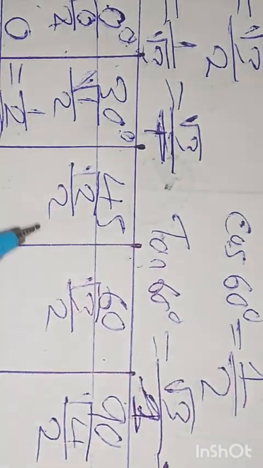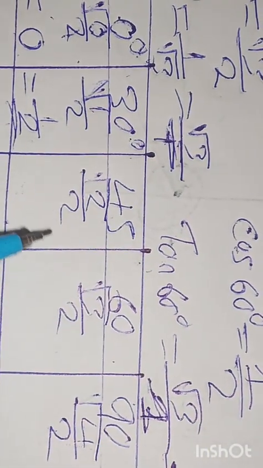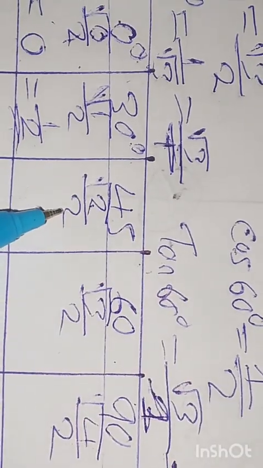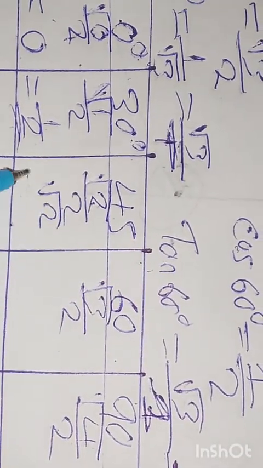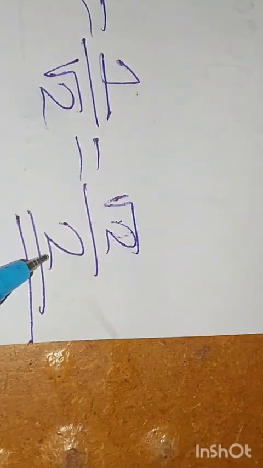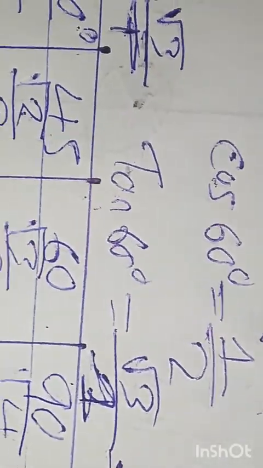We go now to sine 45 degrees. Sine 45 degrees is root of 2 over 2, because 2 doesn't have a root, so it remains root of 2 over 2. We even answered it here. Then you go now to sine 60 degrees. So sine 60 degrees is root of 3 over 2, the same answer we got here for sine 60 degrees.